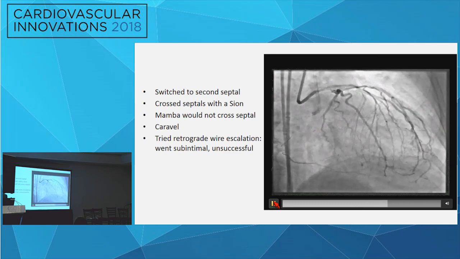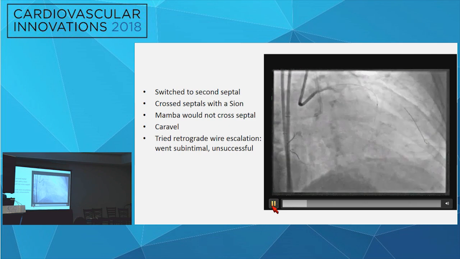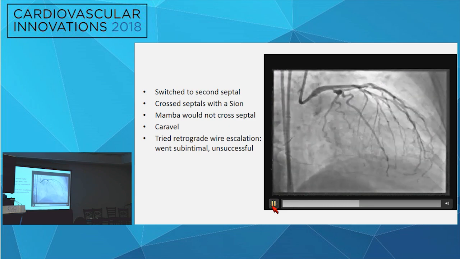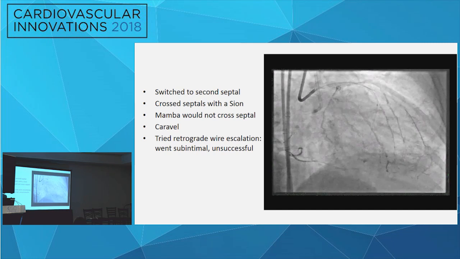And here we thought that there was a good connection. We did septal surfing. We did use a Sion wire here, and with surfing, we were able to cross this second septal collateral all the way and went into the distal RCA. The Mamba microcatheter would not cross the septal, so we switched to a Caravel because of its lower profile, and it tends to do better with small and tortuous collaterals. So the Caravel was able to make its way through to the distal RCA.